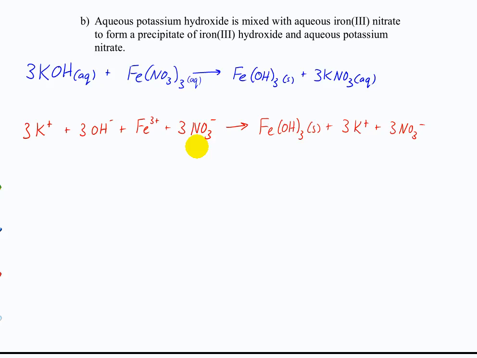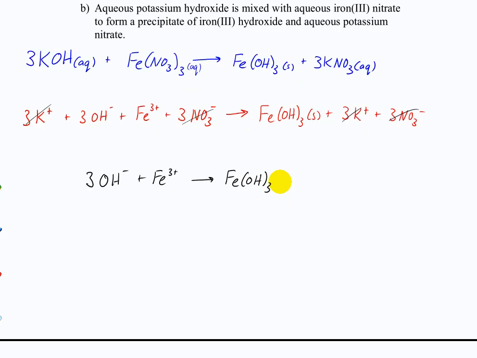All right, so then for the net ionic, we notice that the three potassiums are on both sides, and the three nitrates are on both sides, which again, if you didn't bring down all those appropriate numbers, they might not all cancel and you might get confused there. And we're left then with three hydroxides and iron 3 plus and an iron hydroxide. And that's the net ionic equation.